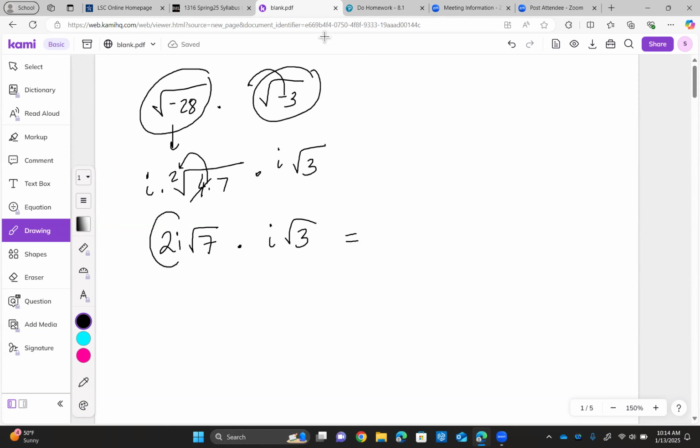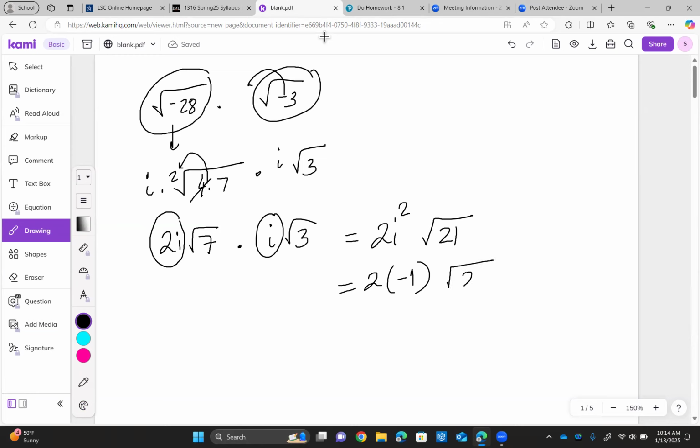Now, 2i times i, because we can only multiply the outside numbers by another outside number. 2i times i is 2i squared. And then root 7 times root 3, we can combine them under one radical. Root 7 times root 3 is just 21, because 3 times 7 is 21. We always have to replace the i squared with -1. We can never leave the i squared as it is. We have to always replace it with -1.